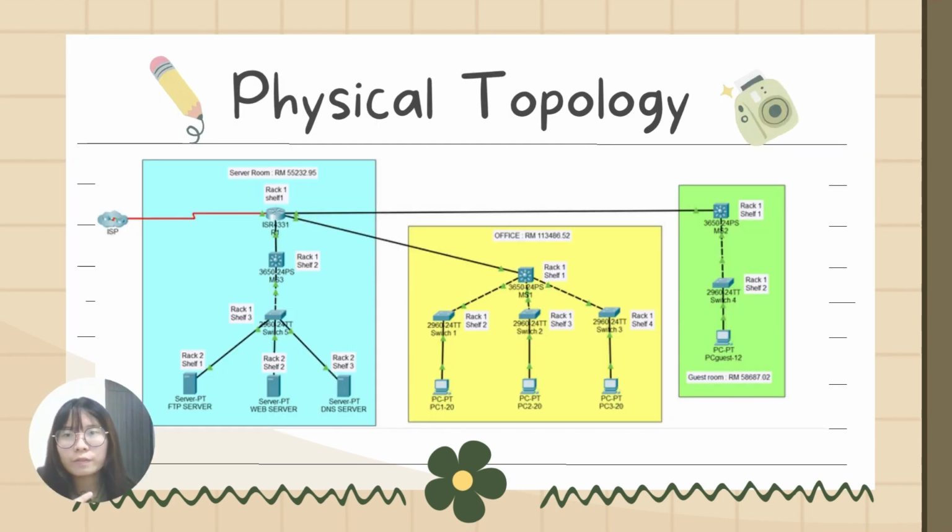Next, I will present the physical topology for part A. The network setup includes 3 main areas: first is the server room, second is the main office, and third is the guest room. The server room is where servers like the DNS server, FTP server, and web server are typically located. The hosts supporting these servers are positioned on rack 2, shelf 1, 2, and 3. Additionally, there's a switch at rack 1, shelf 3, a multilayer switch at rack 1, shelf 2, and a main router at rack 1, shelf 1.